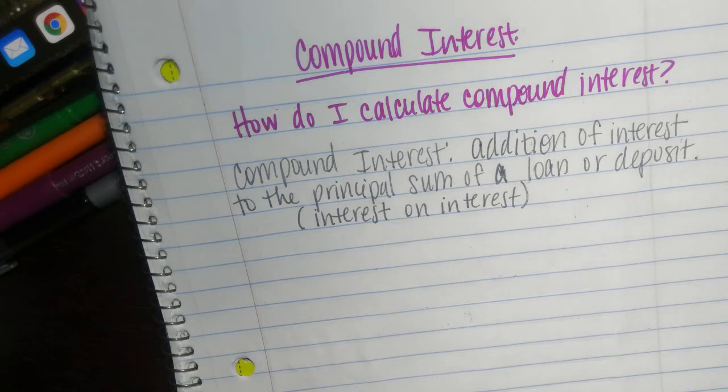And then I want you to write down this definition of compound interest, just like we did with simple interest. So compound interest is the addition of interest to the principal sum of a loan or deposit. In the finance world, they like to call it interest on top of interest. So that's why it's called compound interest. It's interest that compounds on each other.